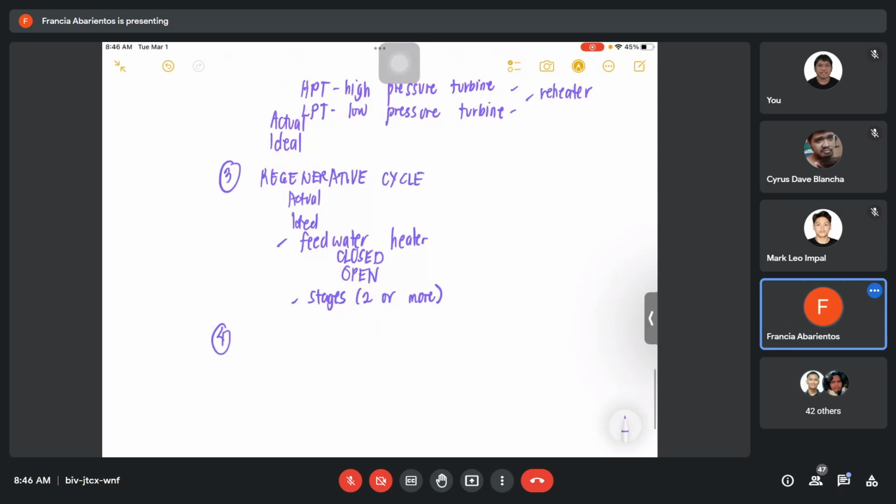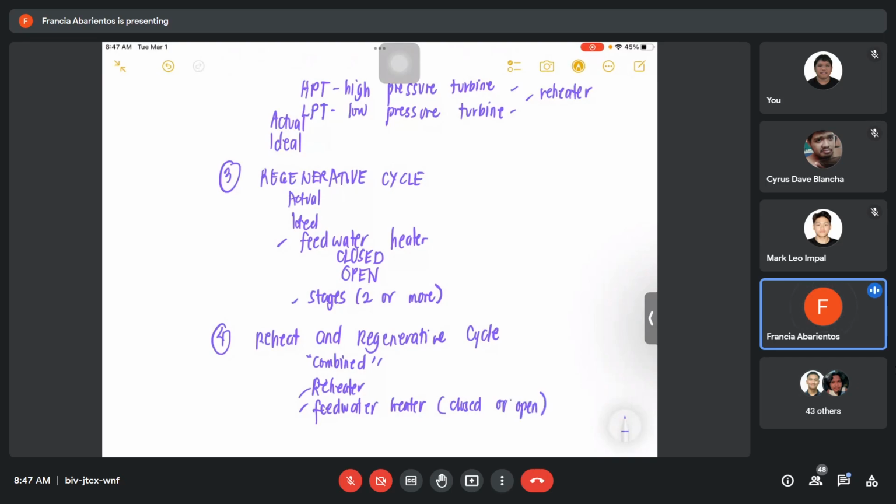And last but not the least, the reheat and the regenerative. Actually, class, dapat without looking at the book, kaya nyo itong masulat. Eto, class, this is the combined. May reheater ka na dito as well as yung different feed water heater natin. Okay, so the closed or the open. Yan. So, this is the basic power cycle class in Thermodynamics.